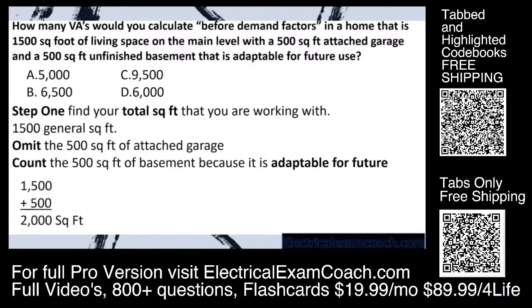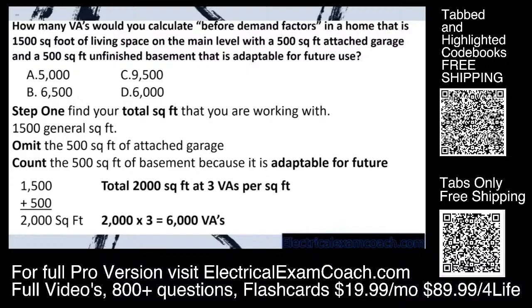So all we have to do is total all that up. That gives us 2,000 square feet. Then we take our 2,000 square feet multiplied by 3 VAs per square foot, and we're going to select D. Great job.